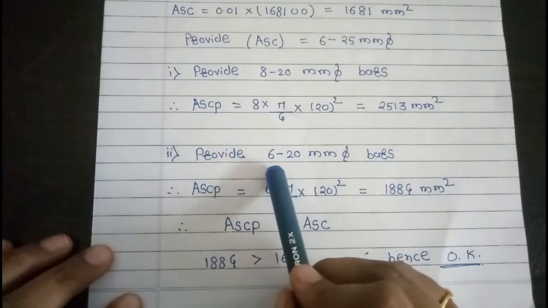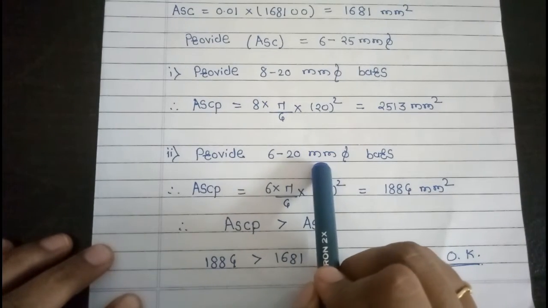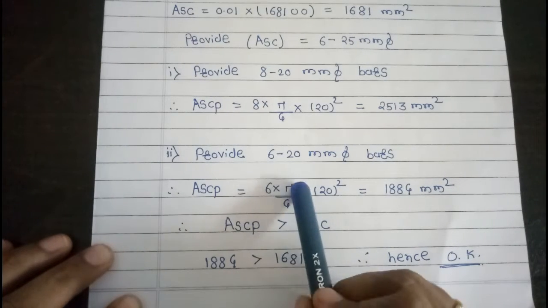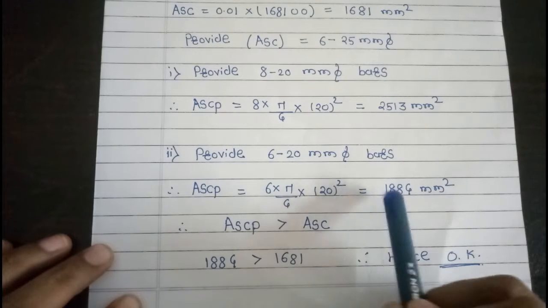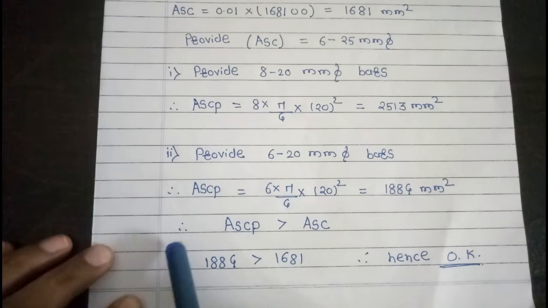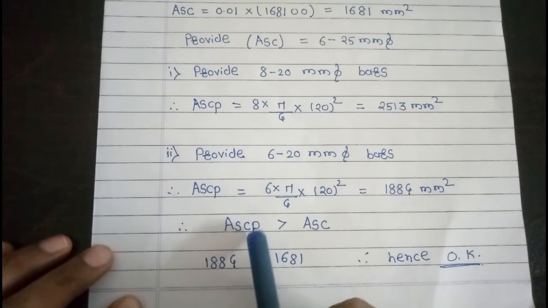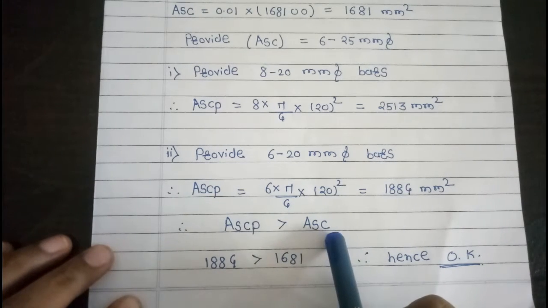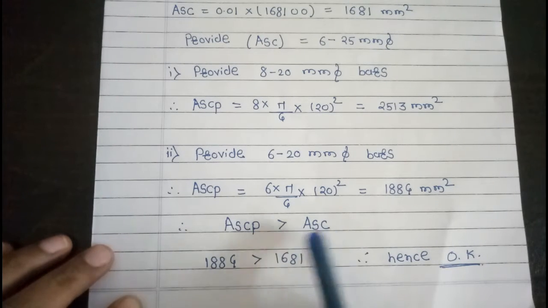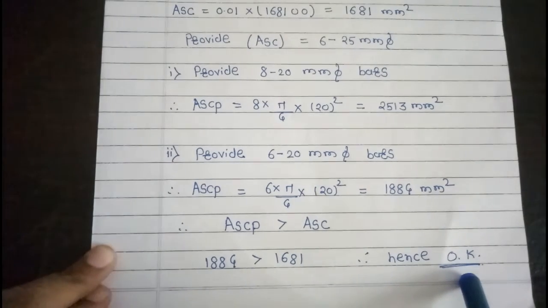Then provide 6 bars of 20 mm diameter. Then Ascp is equal to 6 into pi by 4 into 20 square. Then we get 1884 mm². Here, therefore, Ascp is greater than Asc, right? Ascp, 1884, is greater than Asc, 1681, hence it is safe, right?